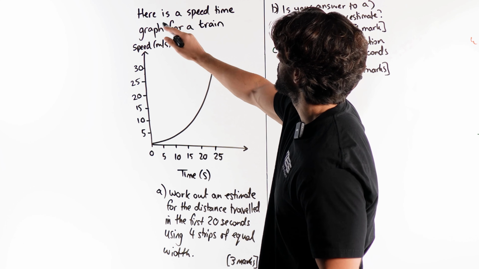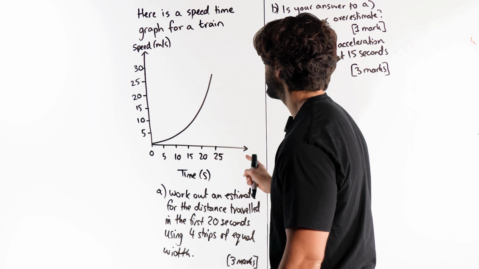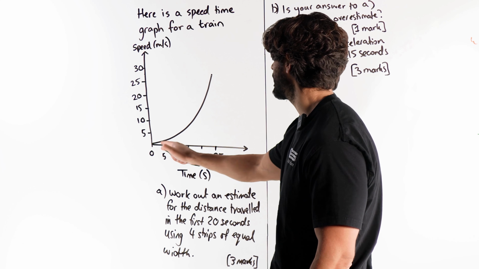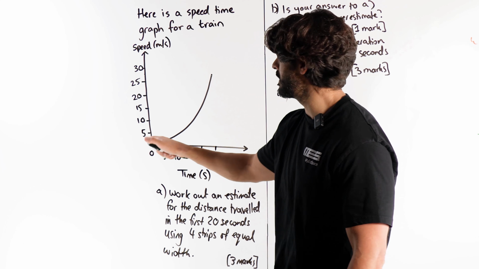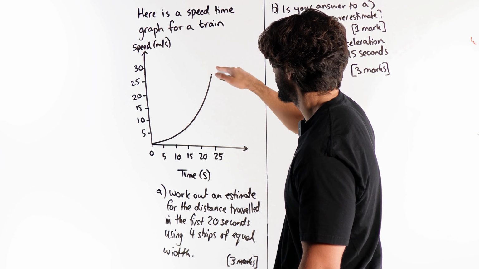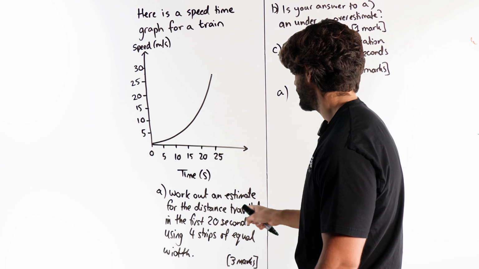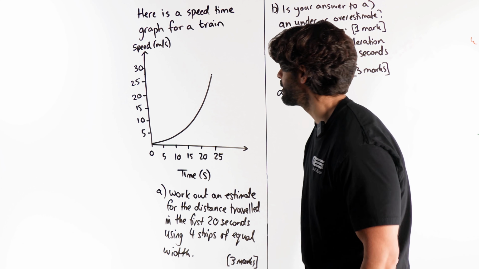Anyway, I'm yapping. Here is a speed time graph for a train. Here we can see the time in seconds and its speed in meters per second. And you can see gradually it's getting faster and faster and faster, which means its acceleration is varying. It's getting quicker and quicker because it's getting steeper. Work out an estimate for the distance traveled in the first 20 seconds using 4 strips of equal width.